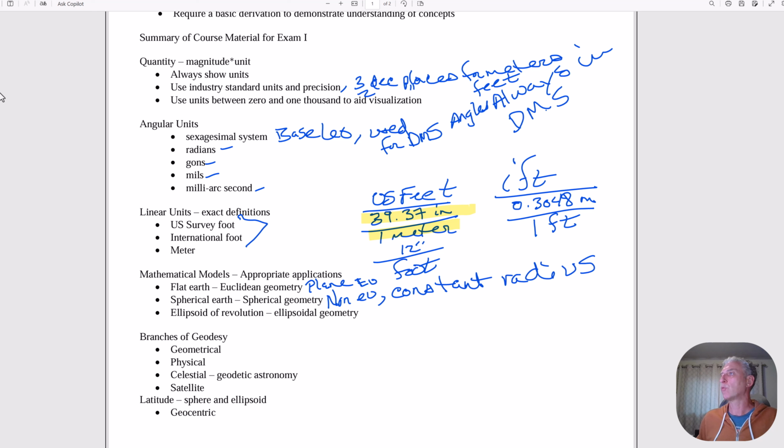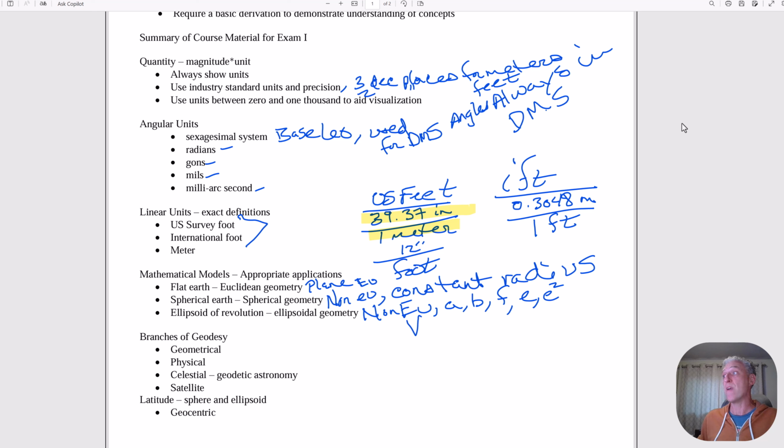The ellipsoid of revolution, ellipsoidal geometry, is also non-Euclidean. I have a little guy that keeps appearing. It's driving me nuts. Okay. Also non-Euclidean. Only 4 of our Euclidean axioms are at play. And for this, we have A and B, which are the semi-major and semi-minor axes. We have flattening. We have eccentricity and eccentricity squared.